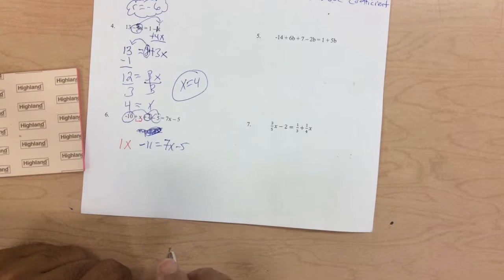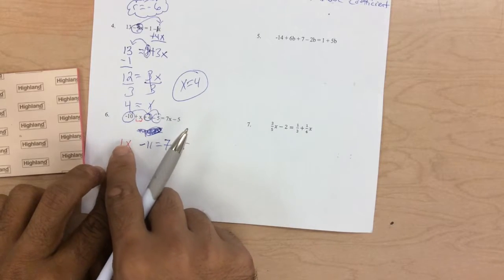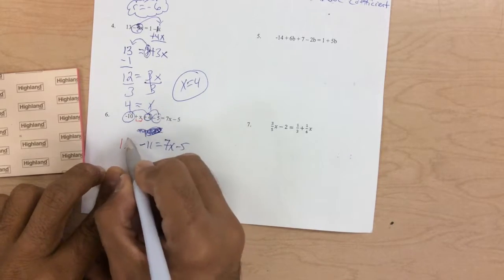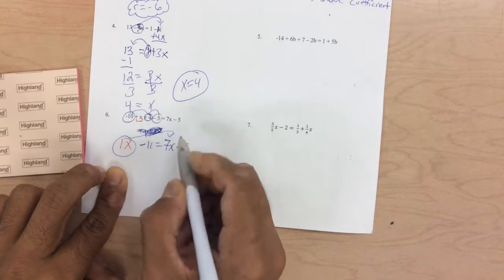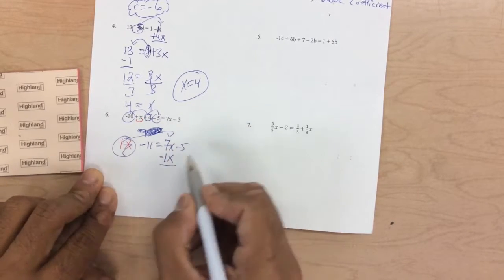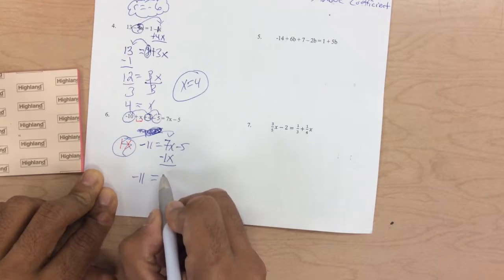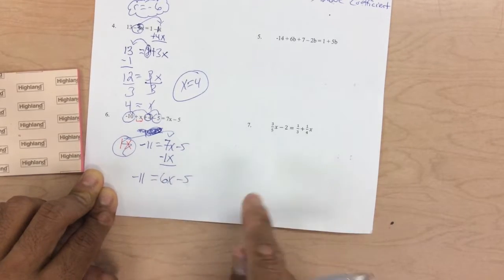Now, step 4, look at the variables on both sides and see which one you want to jailbreak. You have to decide, do you want to move the 7x over here, or do you want to move the 1x over here? For me, I'm just going to move the 1x over here to make it minus 1x. So, on the left side, I have negative 11. On the right side, I have 6x minus 5.